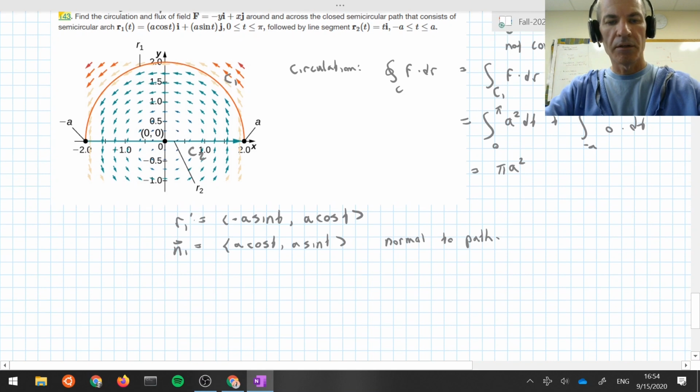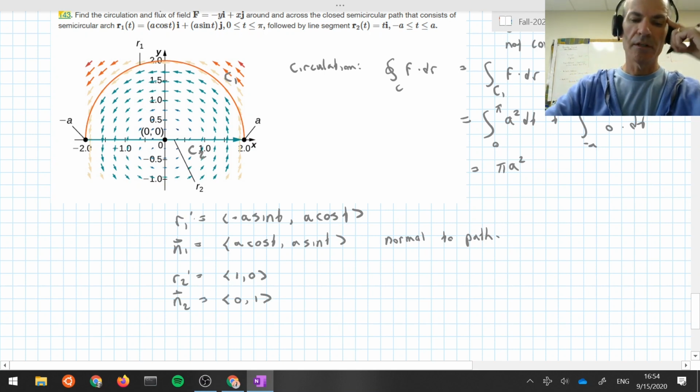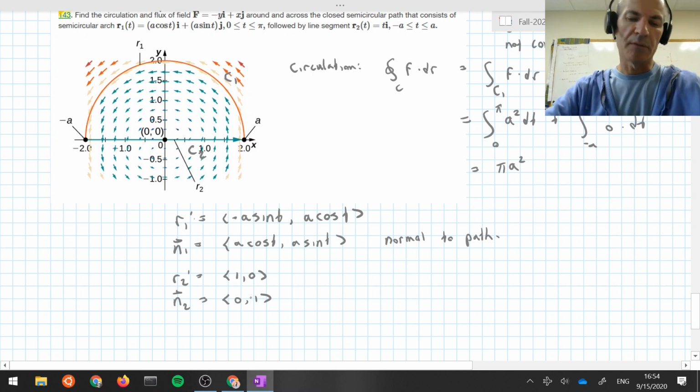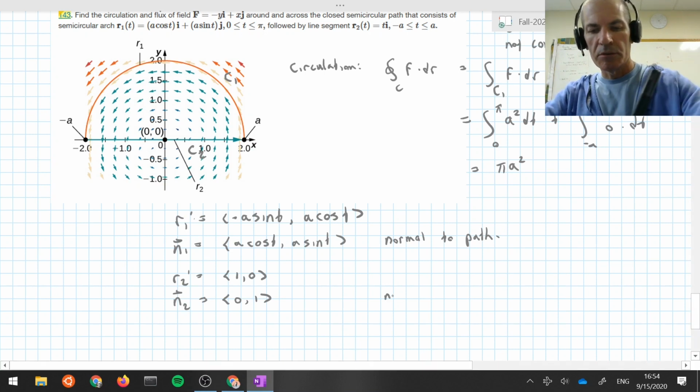Let's look at the other path, R2 prime. R2 prime is simply 1, 0, and something that would be normal to that would be just swapping those coordinates. You could change the sign on one of them, but it doesn't matter. The 0 relieves you of having to do that. And that also is normal to the path.